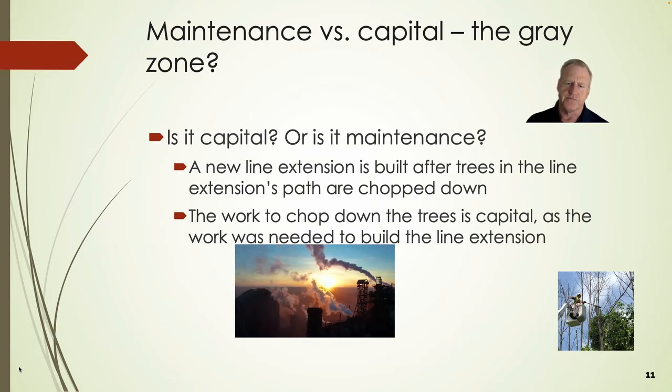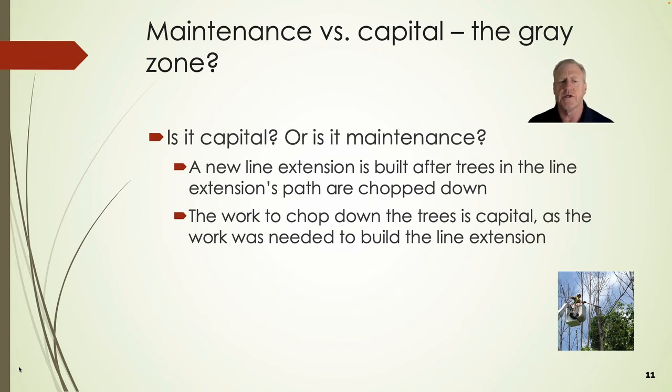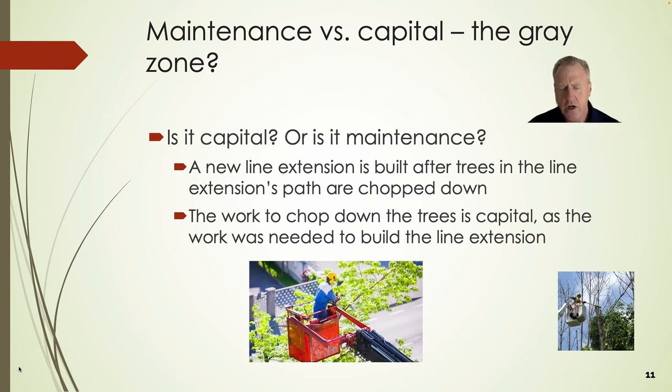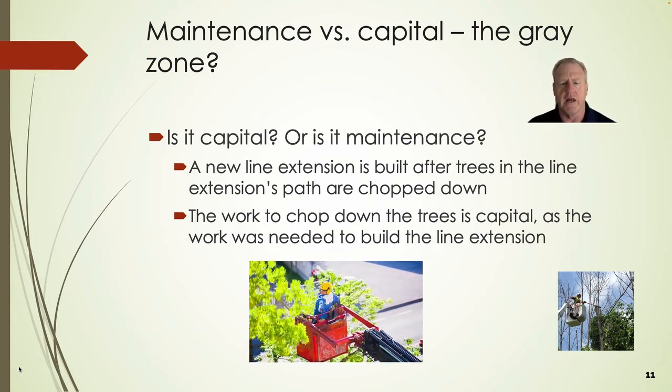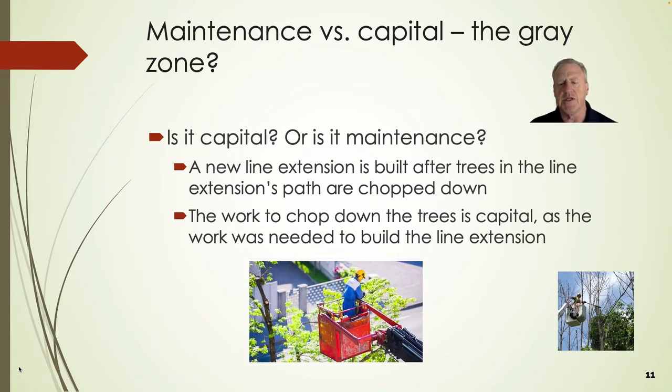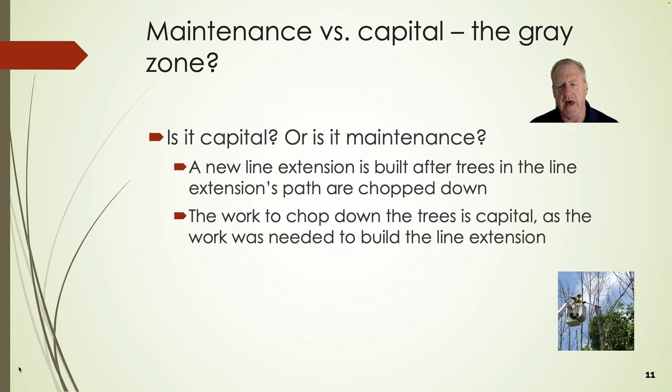Well, let's have an example that kind of drives this home a little better, get beyond the theory. So the question here, is it capital or is it maintenance? Here we have a situation where a new line extension is being built after the trees in the line extension's path are chopped down. So you got some territory of yours that you're putting in a line extension to serve a new subdivision, new customer, and so on. So you have to cut the trees down before you can put in the poles and the overhead line and so on. So the work to chop down the trees is capital because the work was needed to build the line extension. The trees were there, so you had to take them down. That should become part of the cost of the asset.